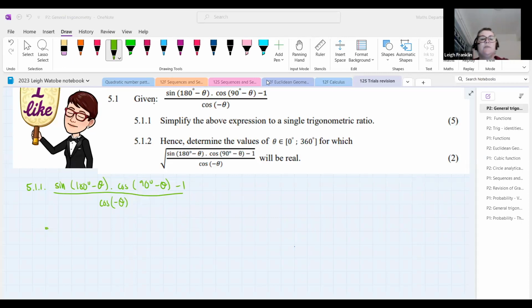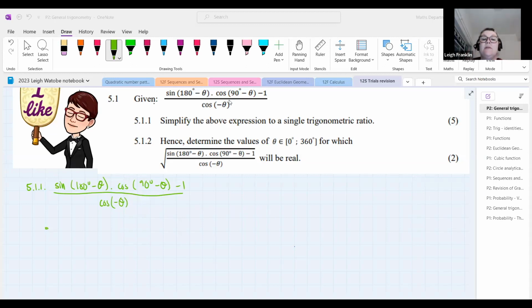Please share your answers in the chat, or if you want to unmute and speak, you're very welcome. I really want to hear what you think instead of me just telling you all the time. What are we going to do with sine 180 minus theta? Let's go and check. A couple of people have said negative sine theta. Lihu has said positive sine theta.